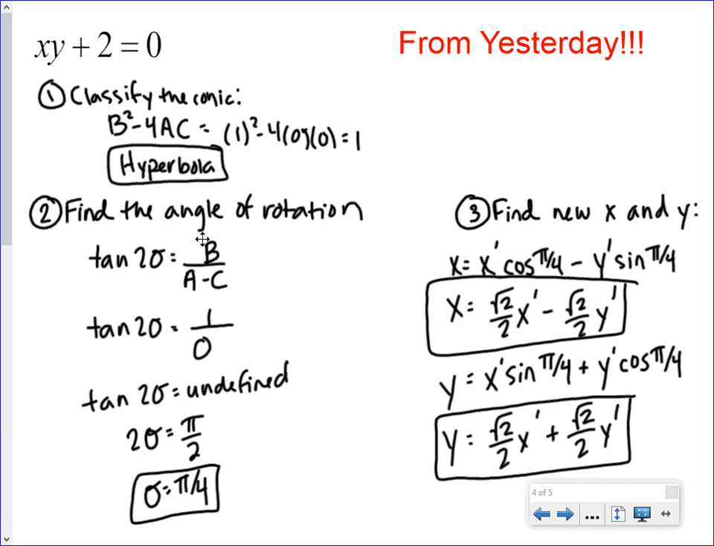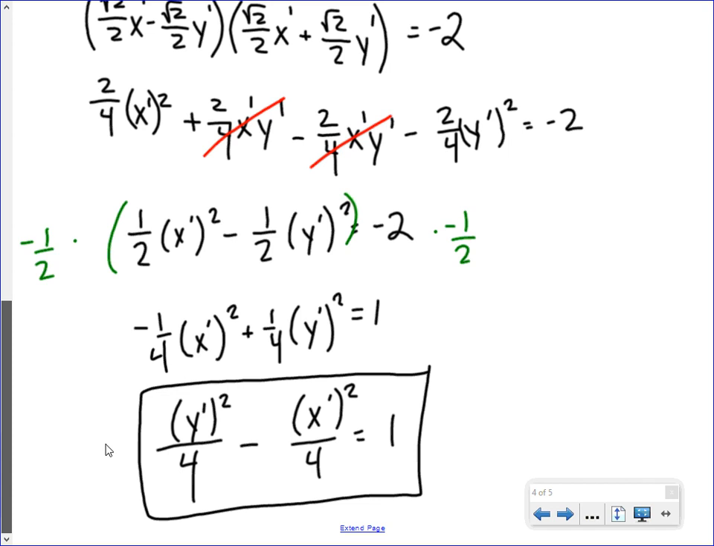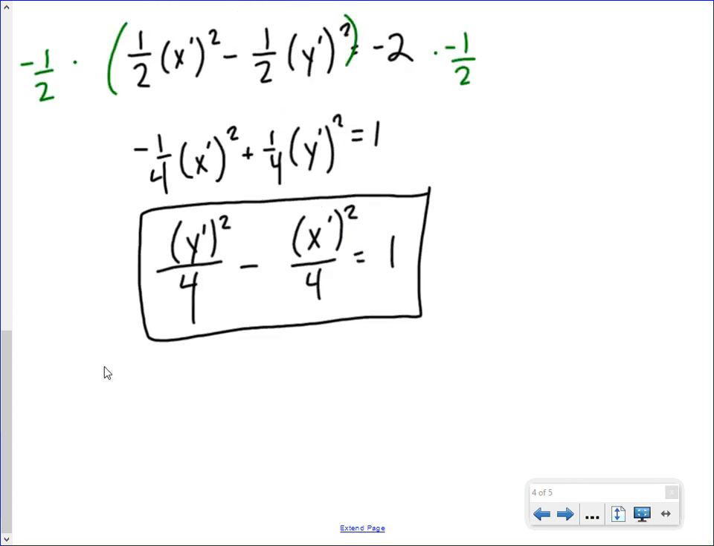We found the angle of rotation, which is our step 1. We're going to use the angle of rotation, pi over 4 or 45 degrees, to rotate our axes. We did all this work, and we're going to use it. We got the standard form at the end, y prime squared over 4 minus x prime squared over 4 equals 1, to find the values of a and b and graph the hyperbola. So here's where I would start.